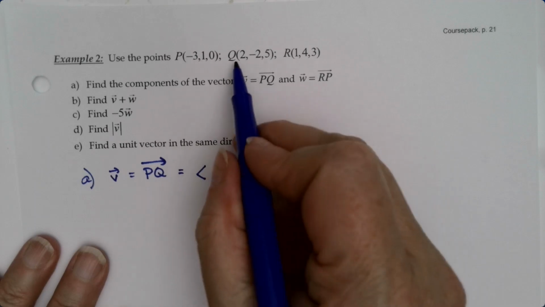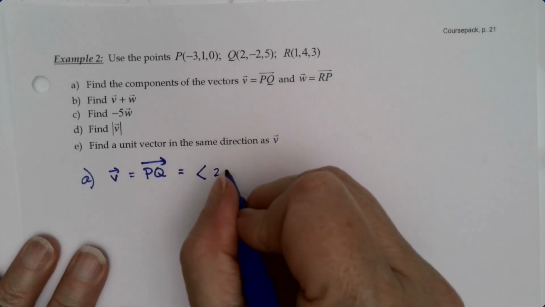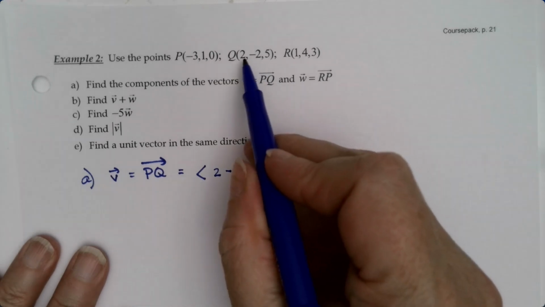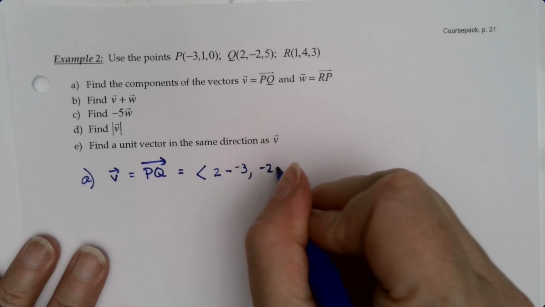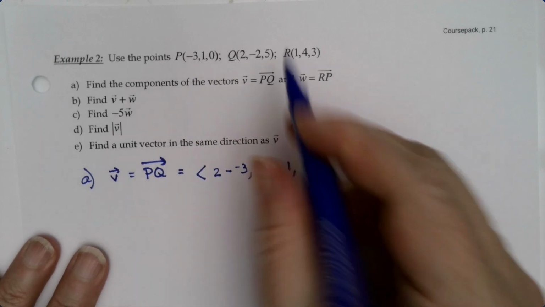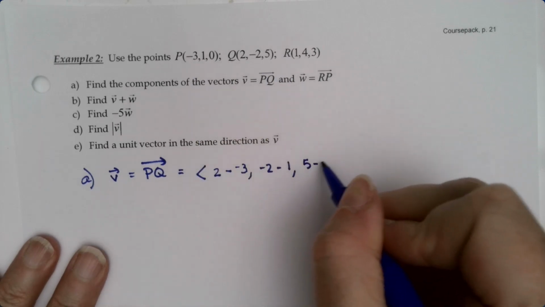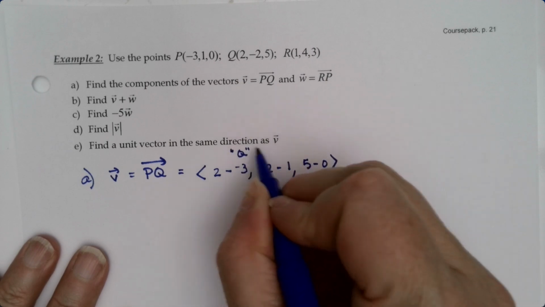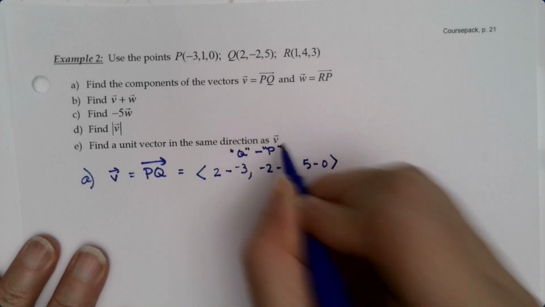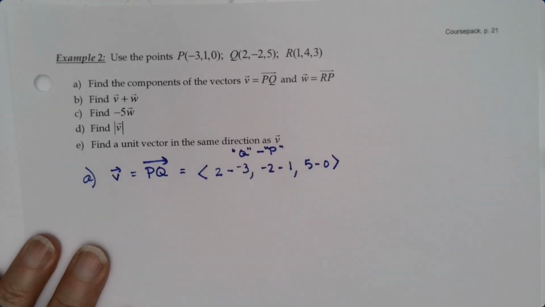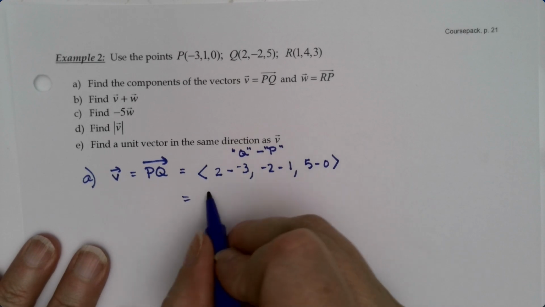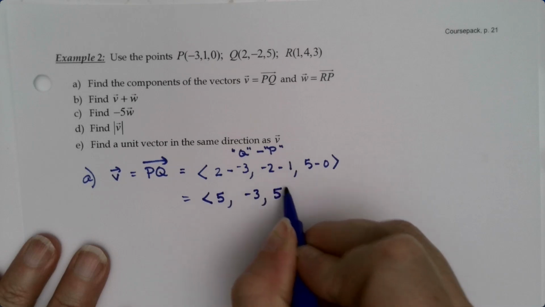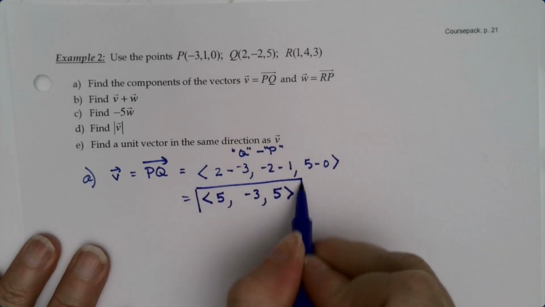So Q, so 2, take away -3. -2, take away 1. And 5, take away 0. This is Q, if you will, take away P. We're taking terminal minus initial. That gives us 5, -3, 5. All right, there's vector V.